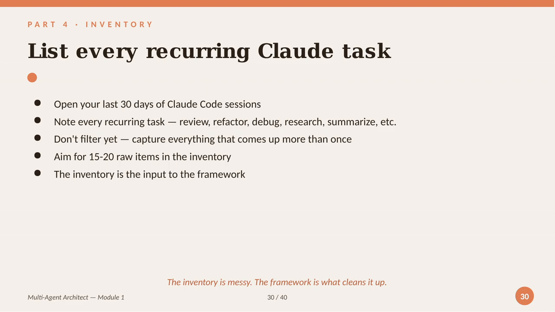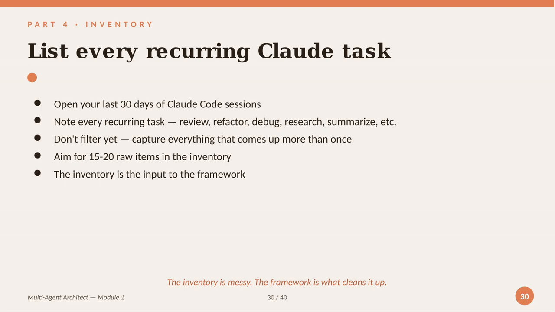Open your last 30 days of Claude Code sessions. Most editors and terminals keep the history. Pull it up. Skim through what you actually use Claude for. Note every recurring task. Code review. Refactor planning. Debug investigations. API research. Documentation lookups. Test writing. Whatever shows up. The criterion is recurrence. Anything you've done more than once.